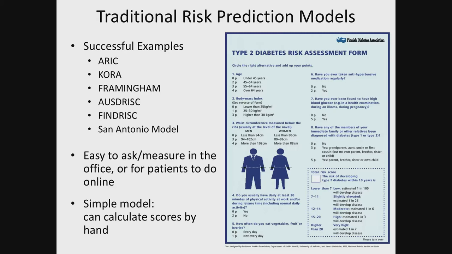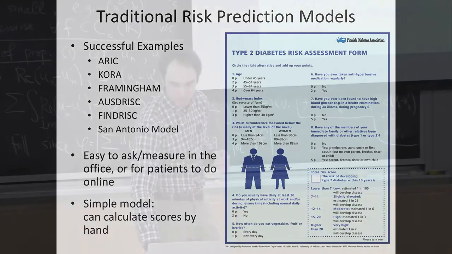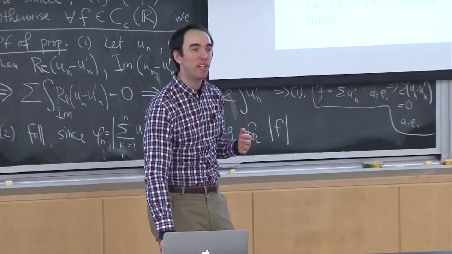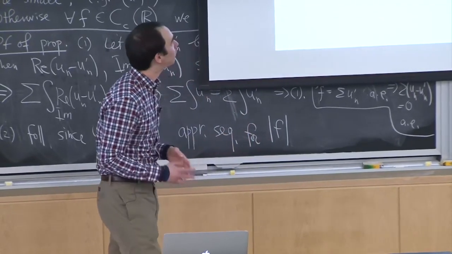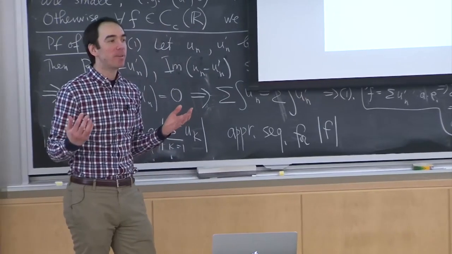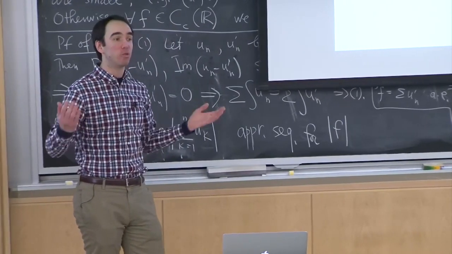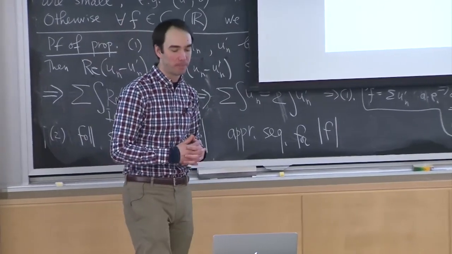Right? Lower than 7 would be 1 in 100 risk of developing type 2 diabetes. Higher than 20 is very high risk. 1 in 2 people will develop type 2 diabetes in the next 10 years. But as I mentioned, these scores haven't had the impact that we had hoped that they might have. And the reason really is because they haven't been actually used nearly as much as they should be.